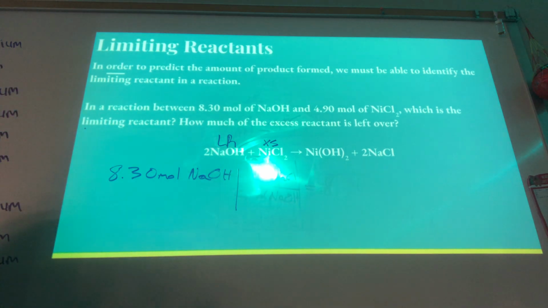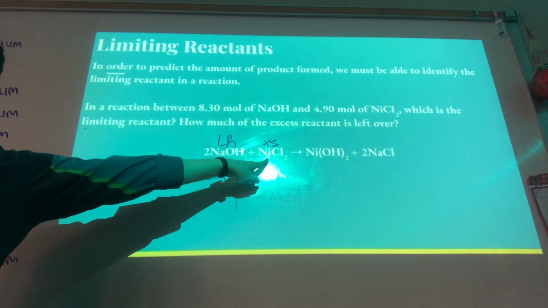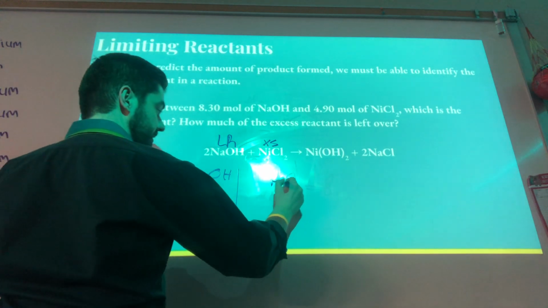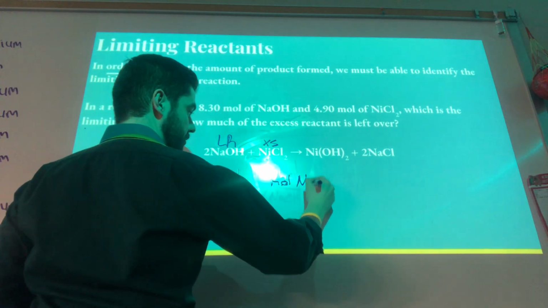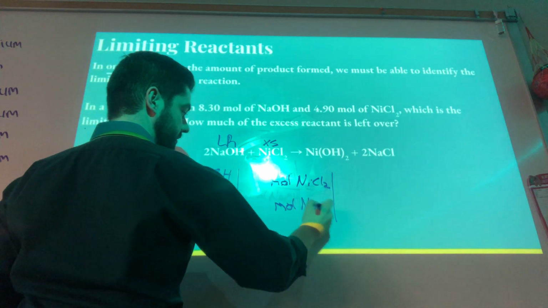Okay, we're gonna take our limiting reactant, we're gonna convert to the other reactant to figure out how much we use up. Okay, so I'm gonna convert to moles of NiCl2. Cancel my moles of NaOH.